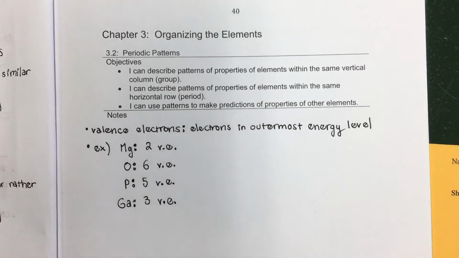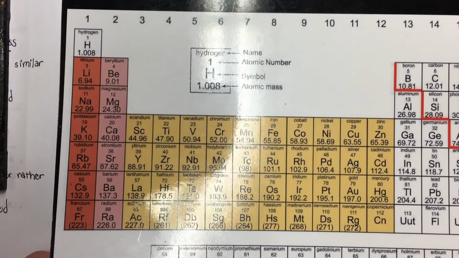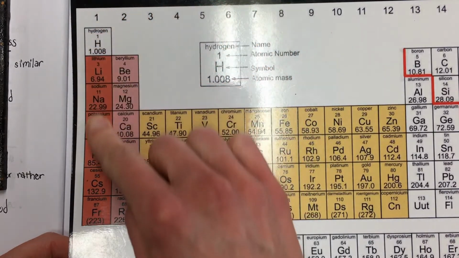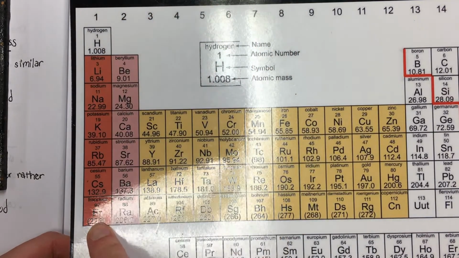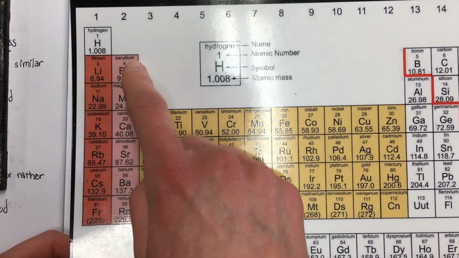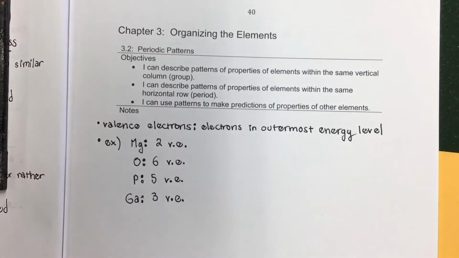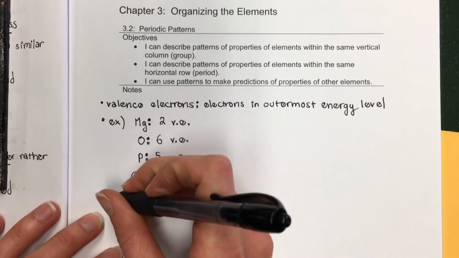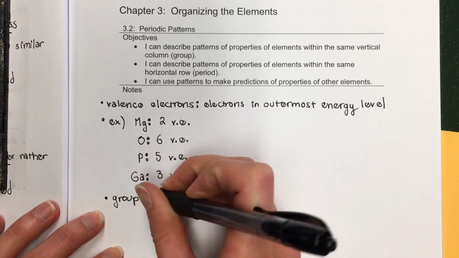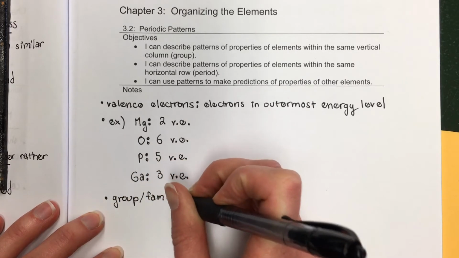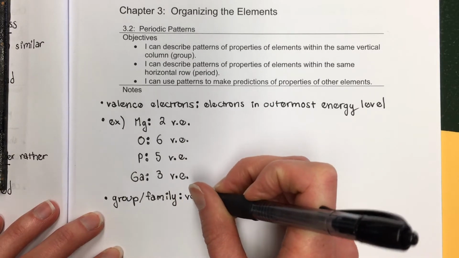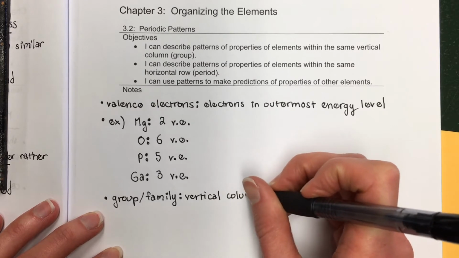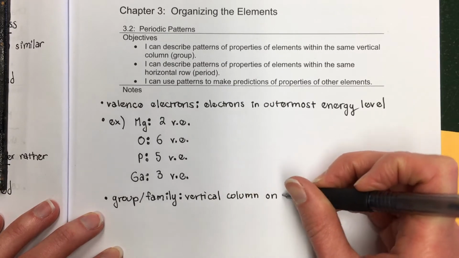So let's talk about these columns on the periodic table. These vertical columns, there's a couple things we call them in chemistry. We call them either groups or families. So I'm going to write that down here. A group or a family, so you need to know both those words. Those are the vertical columns on the periodic table.